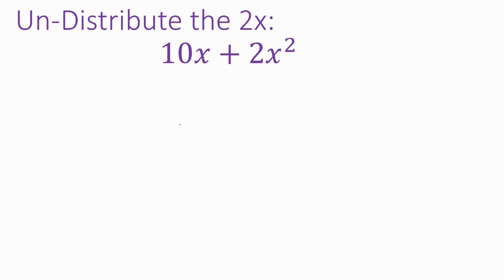So what it tells us to do now is it gives us the same thing that we just got, the 10x plus 2x squared, and it says, now can you undistribute that 2x? So they want us to undo what we just did. So if we undistribute, we're going to bring the parentheses back. We're going to pull out the 2x. So we're going to take the 2x and put it back out front.